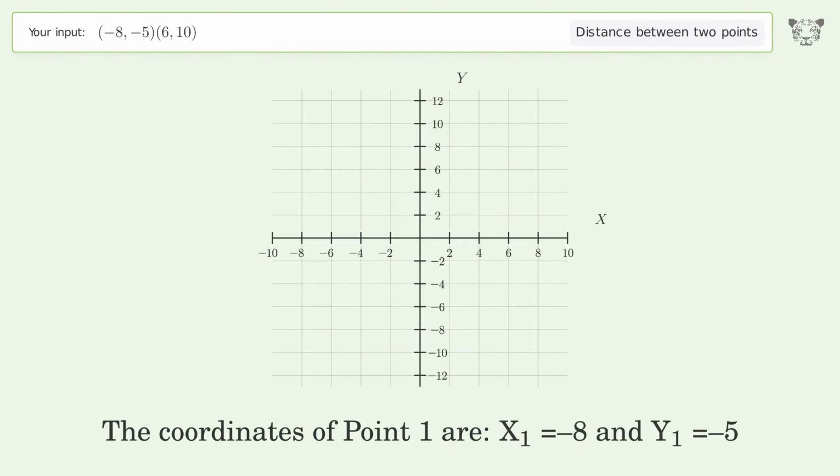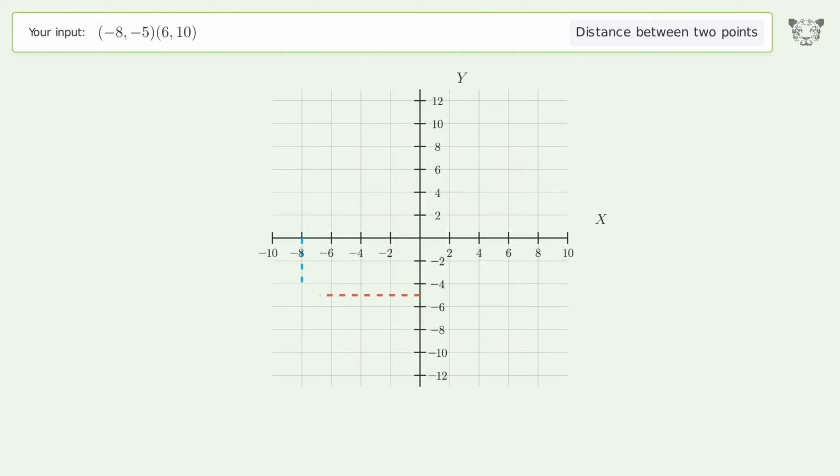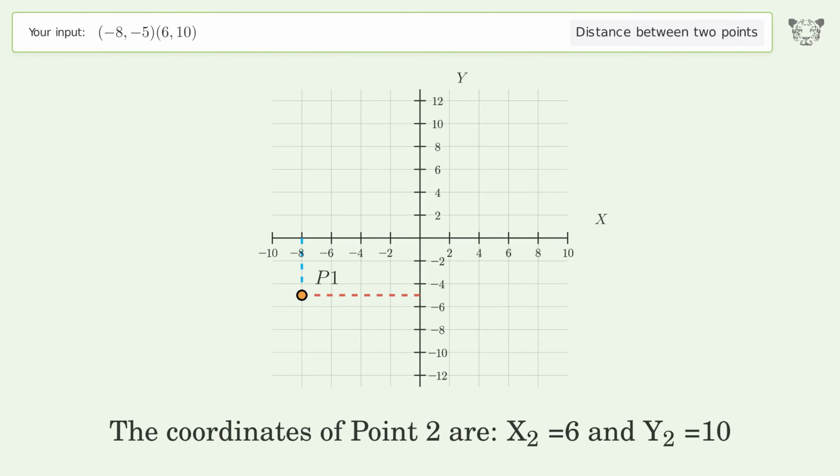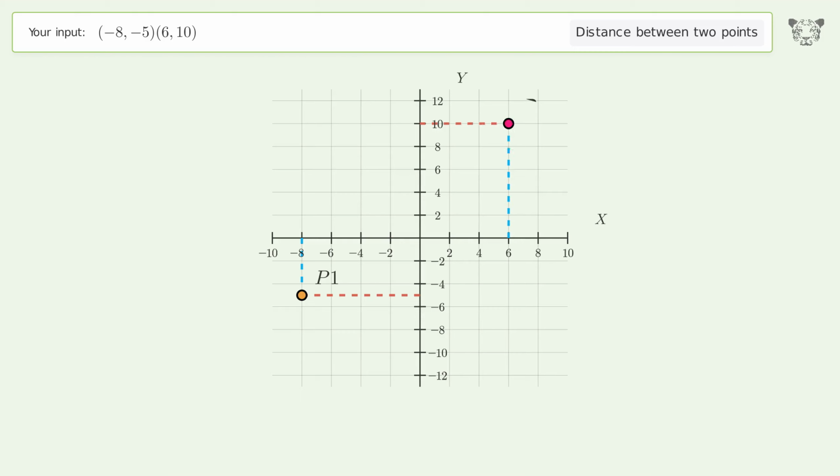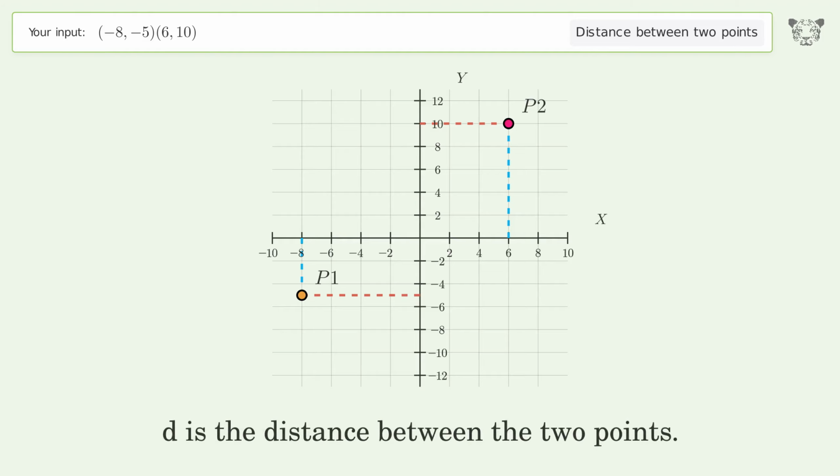The coordinates of point 1 are, x1 equals -8 and y1 equals -5. The coordinates of point 2 are, x2 equals 6 and y2 equals 10. D is the distance between the 2 points.